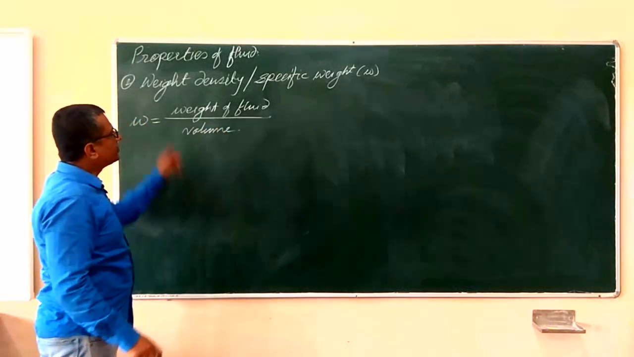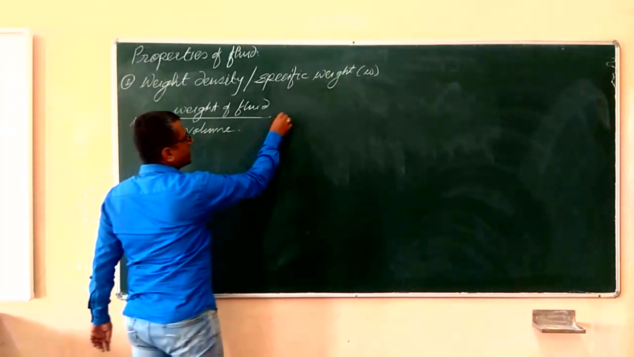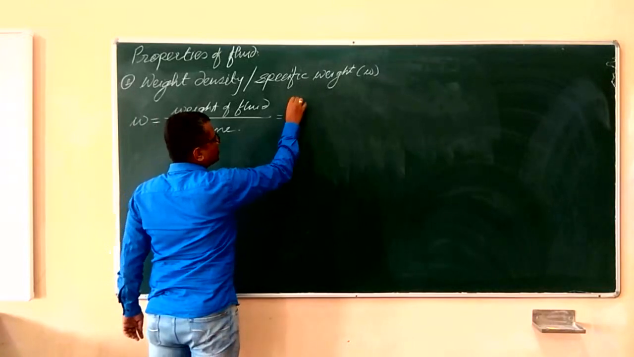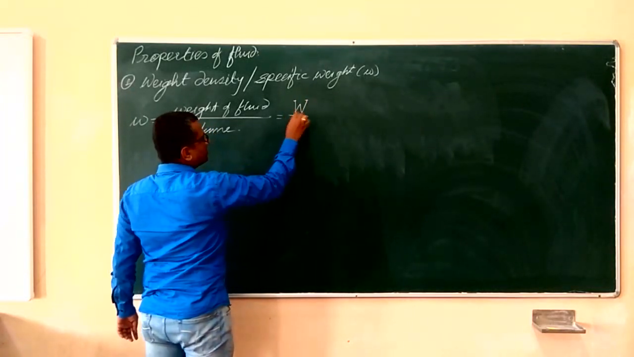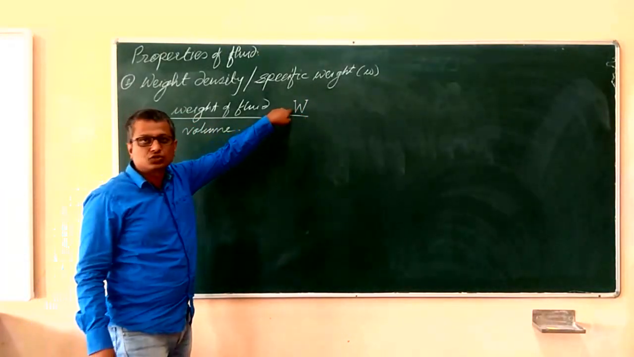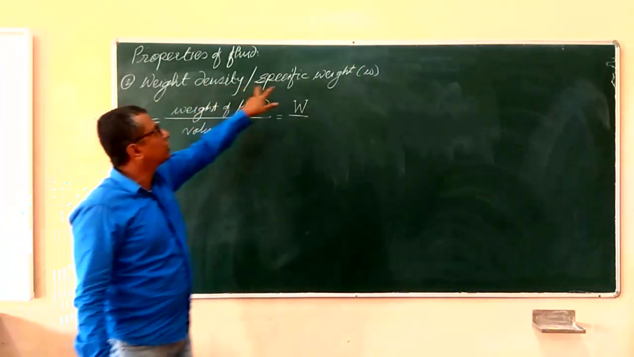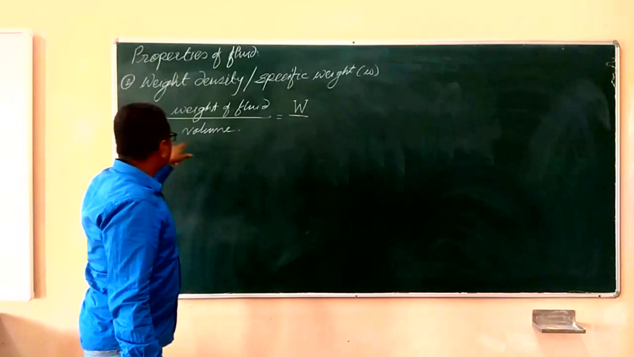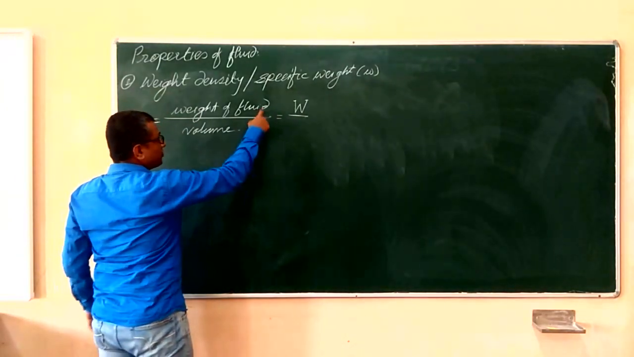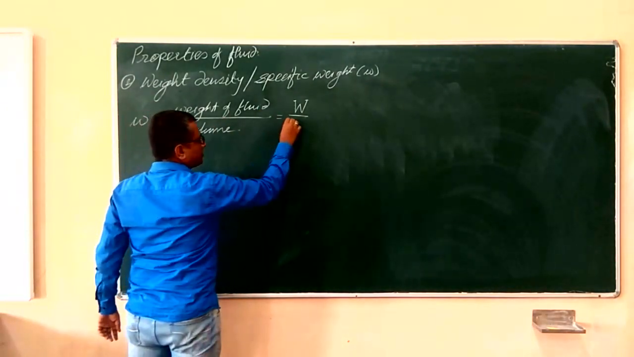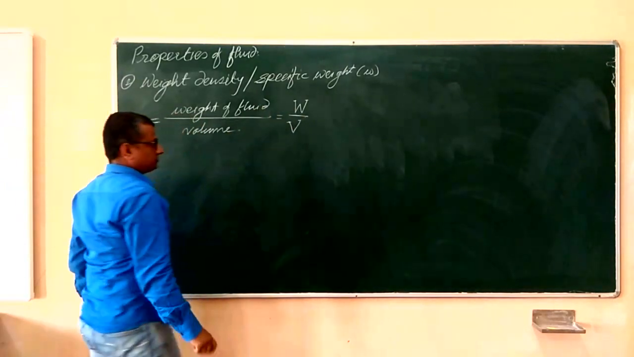It is the weight of the fluid per unit volume of the fluid, so it can be represented as the weight of the fluid. I can write it down as W. Remember that this is the capital W, that is the total weight of the fluid, whereas small w is the wet density, or the specific weight of the fluid. Capital W is the total weight of the fluid and volume is represented by capital V.